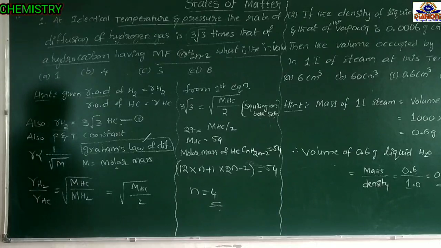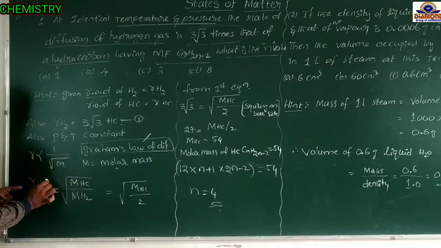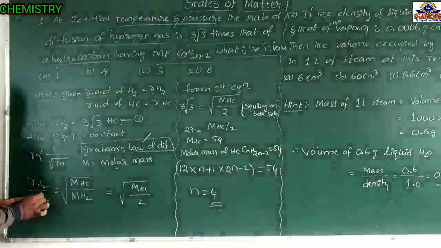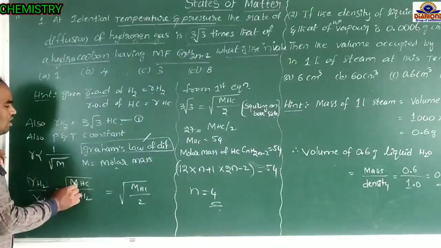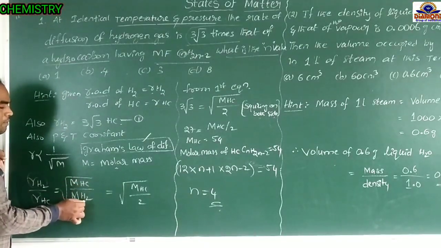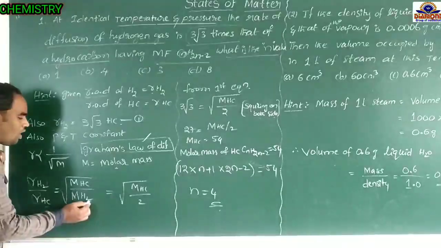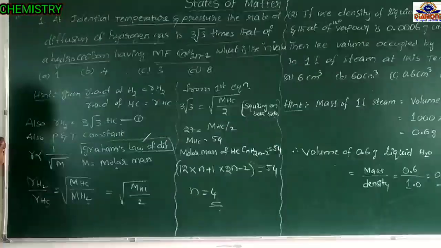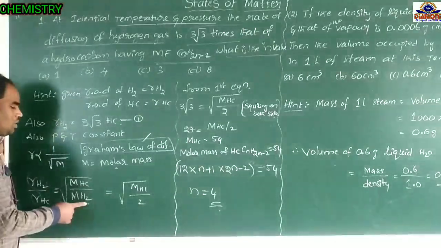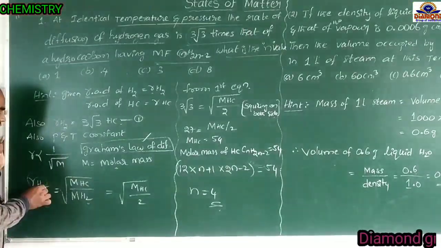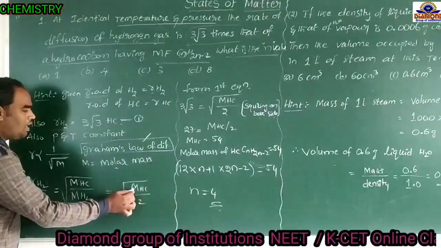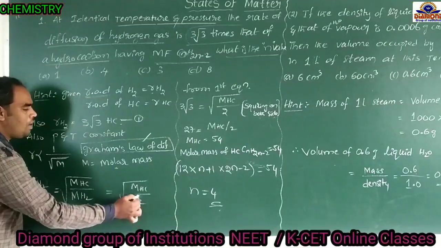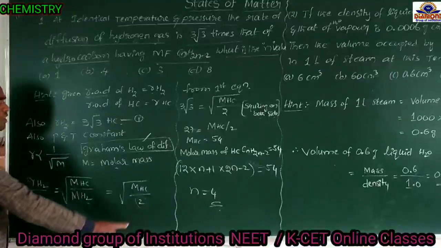So the rate of diffusion of hydrogen gas divided by the rate of diffusion of hydrocarbon is equal to the square root of the molecular mass of hydrocarbon divided by the molecular mass of hydrogen. The molecular mass of hydrogen is 2.